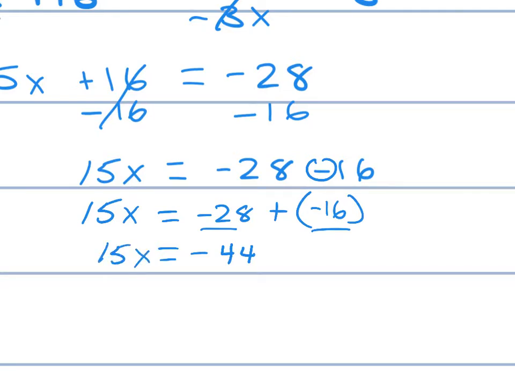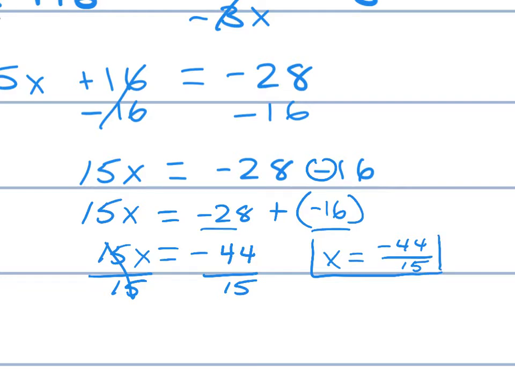15x equals negative 44. Where am I going from there? Divide by 15, and we get x is equal to negative 44 over 15. Don't bother going to decimals. A lot of times people go to decimals. If it didn't ask you for a decimal, don't do it, because actually that's more work for you, number one. And number two, if you made a mistake along the way going to that decimal, then that counts against you. And we don't want that.